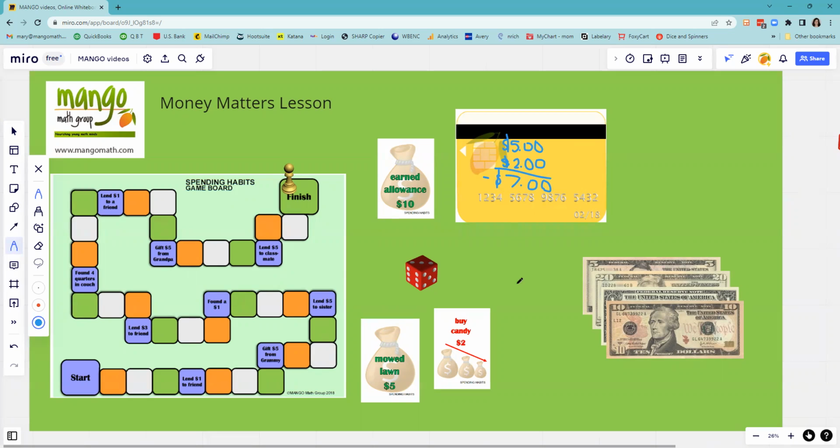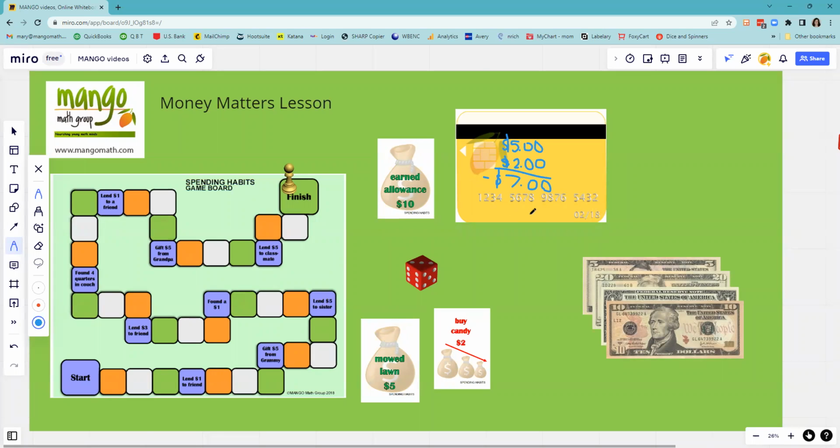You compare each person's amount to see who has the most. Now, if you're going to play a second round of this game, you're going to start at that negative 7 and try to earn enough money to get you out of debt.